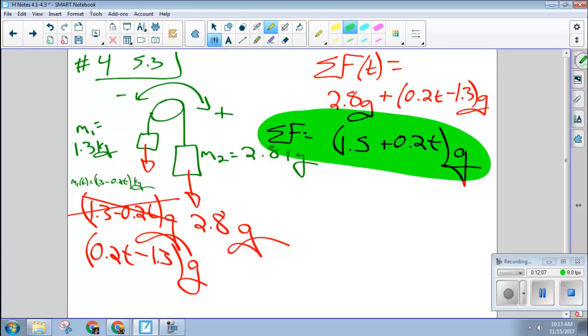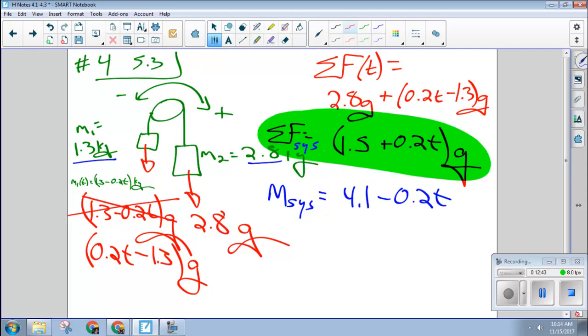Everybody cool with how I got that? I apologize about the little mix-up. Any problems? Any questions? Now, we can also write a function for the mass of the system. This is the system. We can find the mass of the system as a function of time. That's going to be our starting mass, which is 4.1, minus what's leaking out. So 4.1 minus 0.2t.